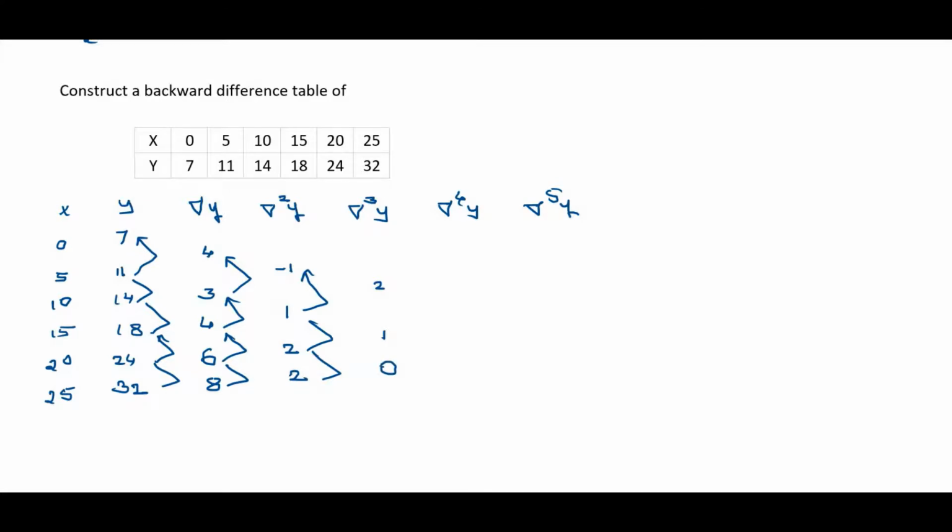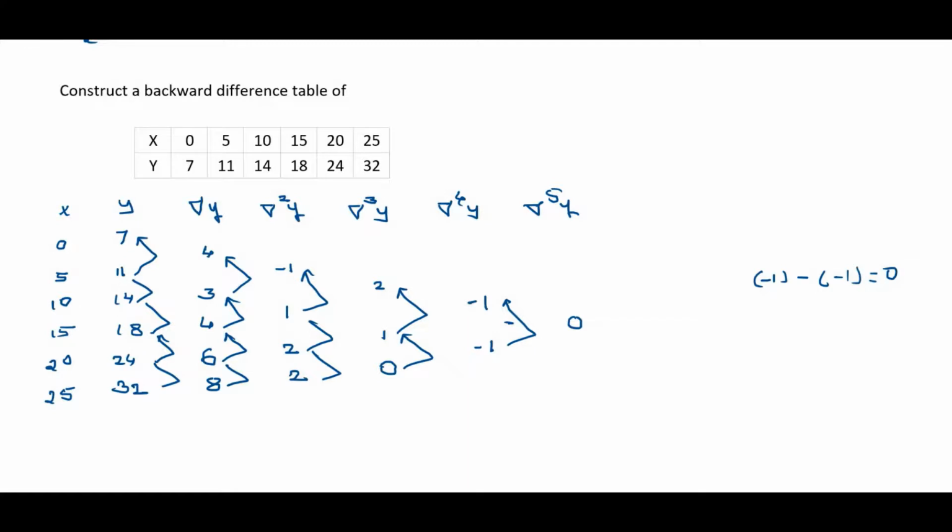Next, fourth backward difference, 1 minus 2 is equal to minus 1. And 0 minus 1 is equal to minus 1. At last, minus 1 minus minus 1, second term minus first term. So what you will get? You will get 0. I will explain the last term. Minus 1 is the second term. Minus 1 is the previous term. And if you simplify, you will get 0.